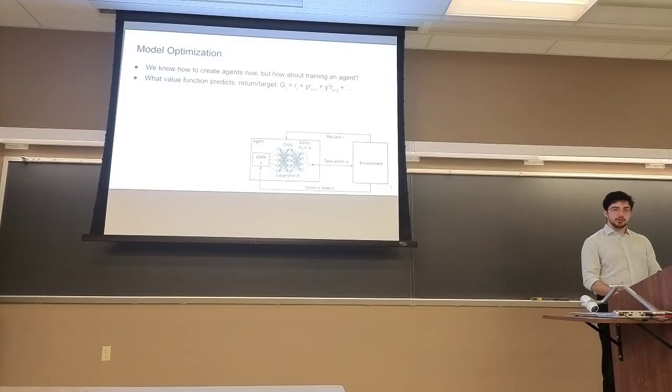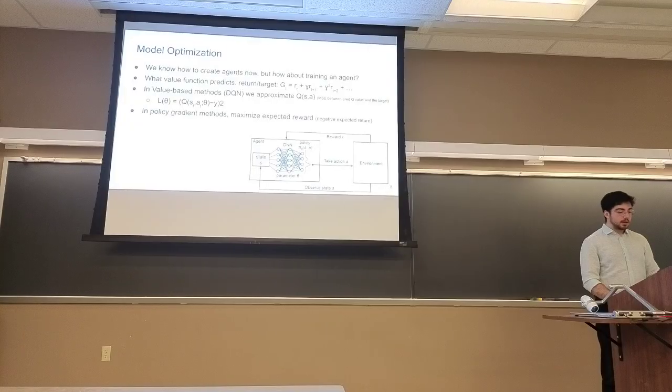So just to do a small recap, what a value function predicts is the return of the target, the reward plus the discount of future rewards. And in value-based methods such as the DQN that I showed, we approximate the Q function. So what I'm optimizing is the MSE loss between the predicted Q value and the target value. And the loss looks like this. In policy gradient methods, we maximize the expected reward. So we get a negative expected return, and the loss function is like this. It's just too much math for me, and I don't like too much math.